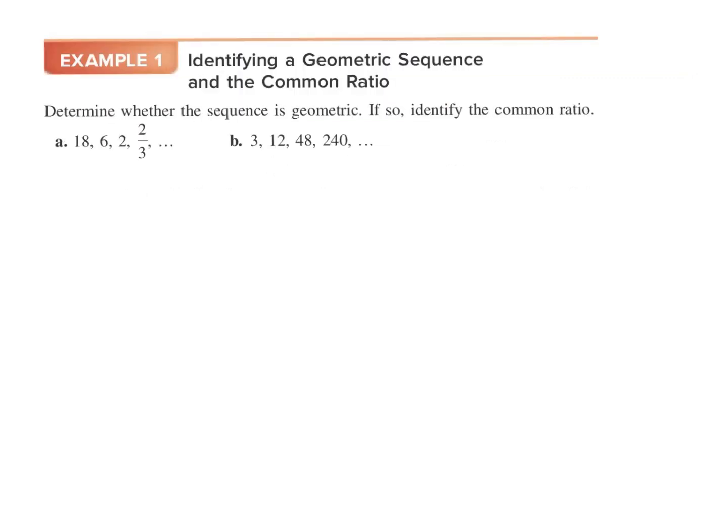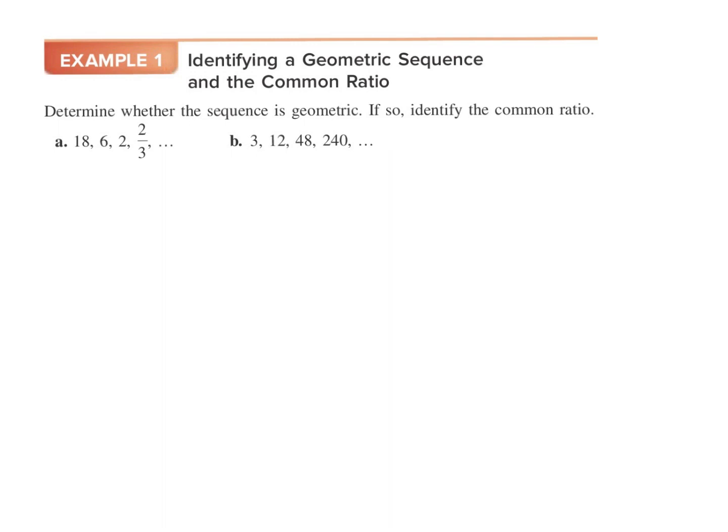So here's the first example we want to go through, okay? So this is example 1. We have two examples here. Determine whether or not the sequence is geometric, and then if it is, write the common ratio. If it's not, then write that it's not, okay? So go ahead and do those, and then we'll talk about it.